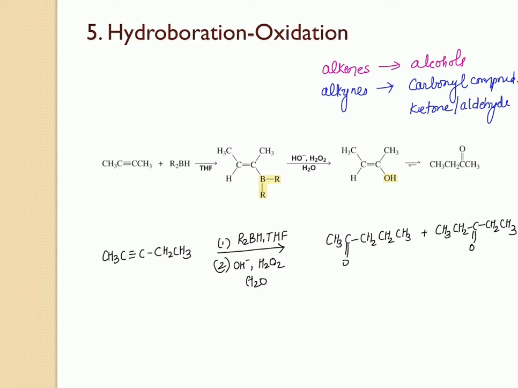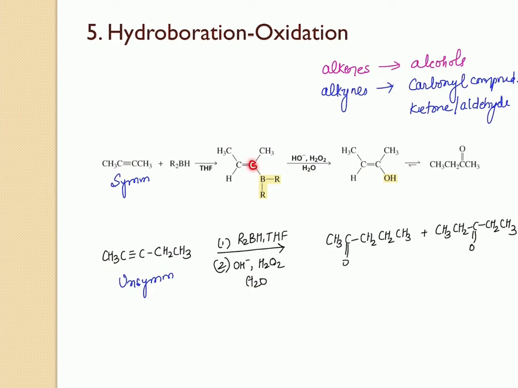When you take a symmetrical internal alkyne and subject it to hydroboration followed by oxidation, it's going to give us only one product. So this is a symmetrical internal alkyne, which is giving us only one product. But when you take an unsymmetrical internal alkyne and subject it to hydroboration followed by oxidation, it's going to give us two products.